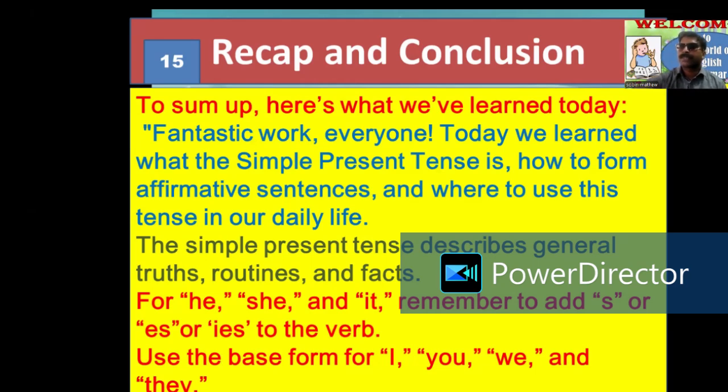Then teacher, great, Anagha and Siddharth. That's all for today. Thank you for being part of this class. Further, we will cover negative and interrogative sentences in the simple present tense. I will see you next time for more practice on learning simple present tense through listening.